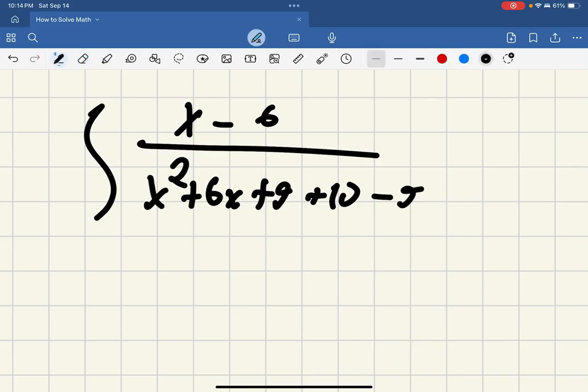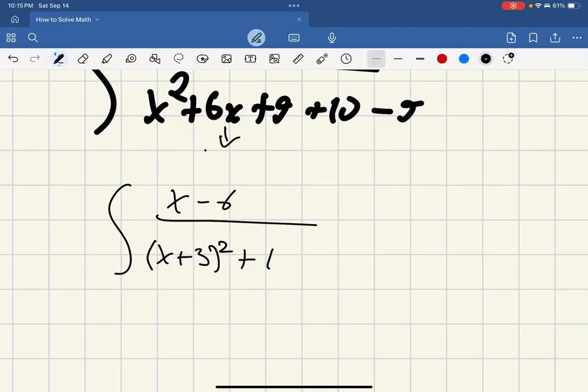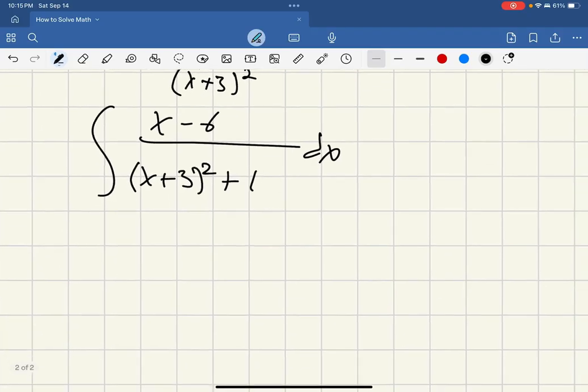So now that we have a square, we can move on to x minus 6 over, not x squared, x plus 3 squared plus 1, because 10 minus 9 is 1, and this is just x plus 3 squared. Anyways, so what do we do here after this? Because this is still not possible to solve with how we're doing it right now.